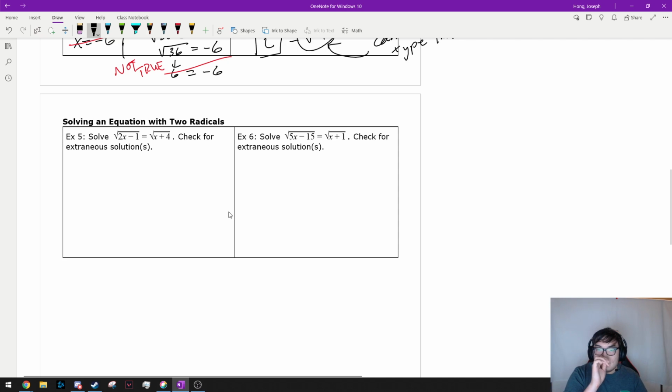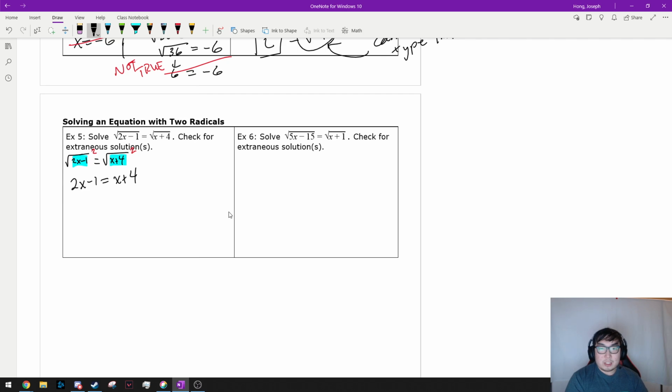So we have two radicals in our question. If I want to get rid of one of them, look what happens. I know that I have to square both of them because I need to get rid of one, right? But what happens is that the inside of the square root is equal to the other inside of the square root. So 2x minus 1 is equal to x plus 4.